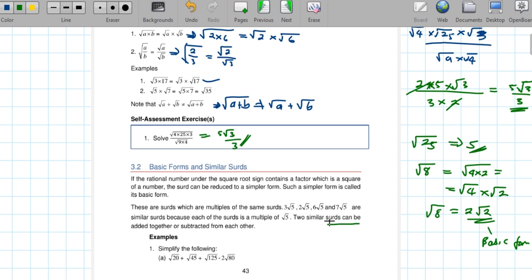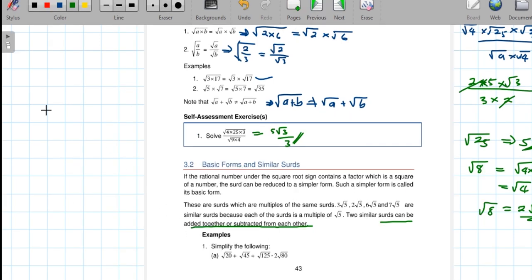Two similar surds can be added together or subtracted. What this statement is saying is that you cannot add and subtract surds except they are similar surds. So for example, now we have this: root 20 plus root 45, plus root 125 minus 2 root 18.